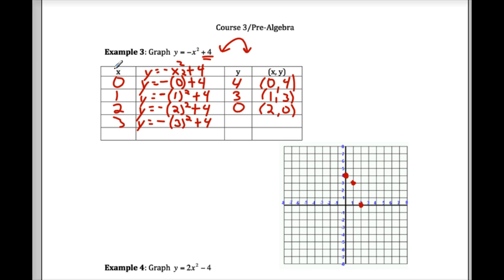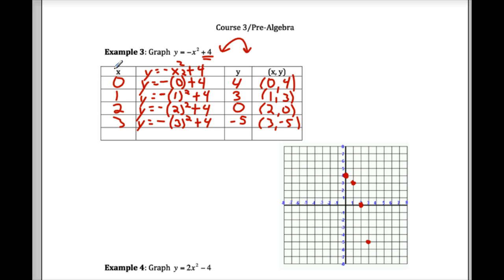Here I know that 3 is going to make it be on the graph. Who's got 3? Catherine, what do you think it is? I got negative 5. Explain, Catherine. It's 9. That becomes negative 9. Plus 4 makes negative 5. So 3, negative 5. Boom. It's way down here. 4 is going to get so big, we're not going to do 4.